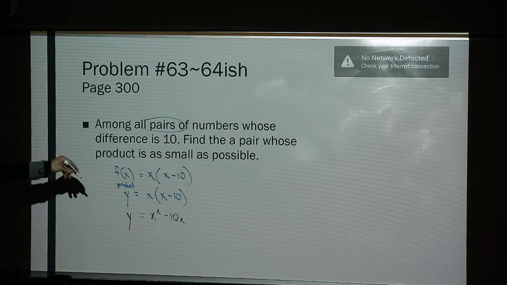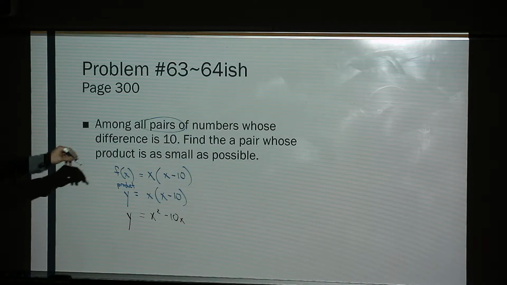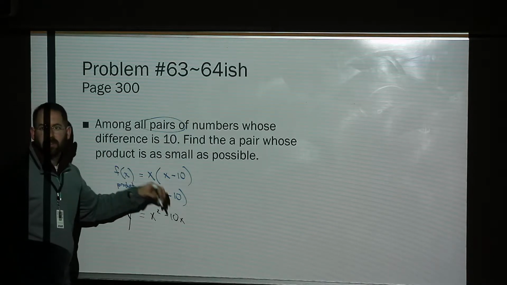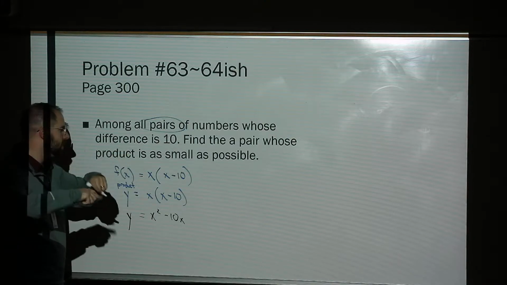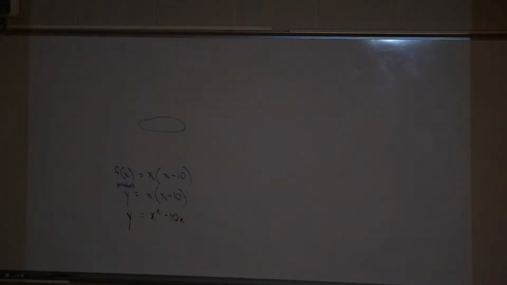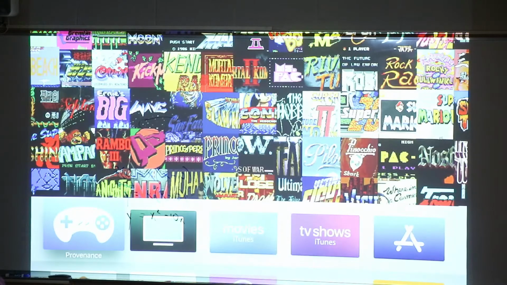But for my problem here, I want to find the final solution. So I do need to find the vertex, like where the bowl actually starts. So that's kind of the idea, finding the pairs.